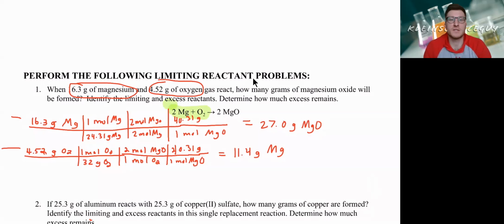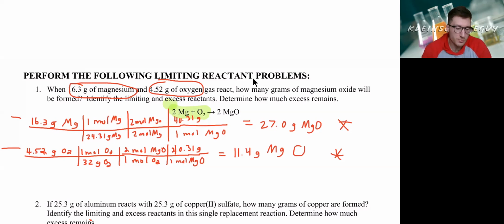First, going from 16.3 grams of magnesium, figure out how much magnesium oxide that can produce, which was 27 grams. Then we take 4.52 grams of oxygen, and we want to determine how much magnesium oxide can be produced from that, which we were able to determine was 11.4 grams. Now, hopefully by this point you're okay with stoichiometry, going from grams of one thing to grams of another. But now we need to be able to interpret that.